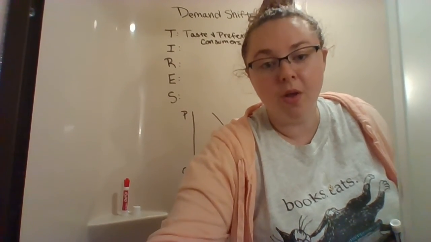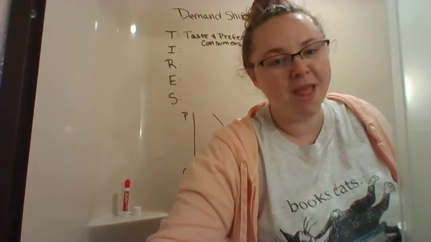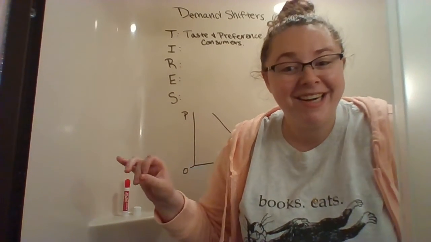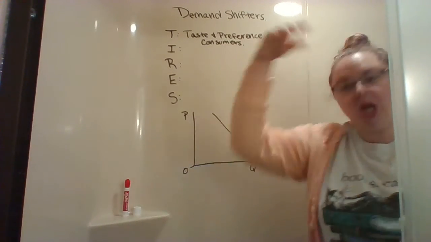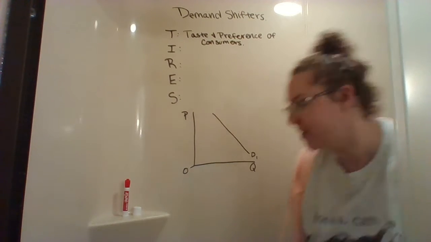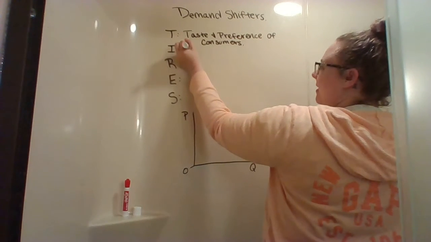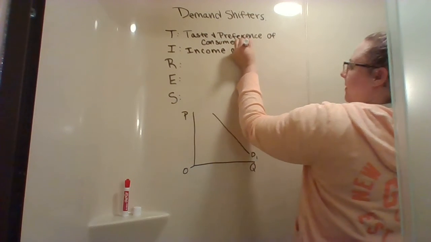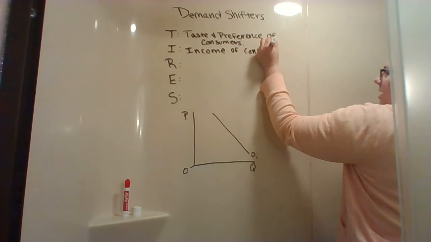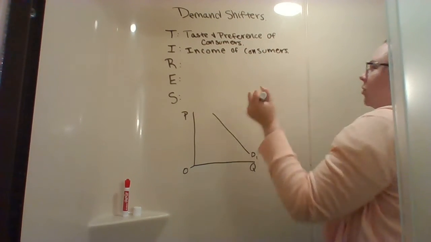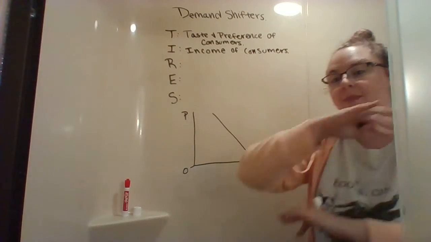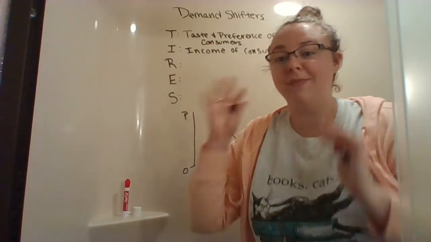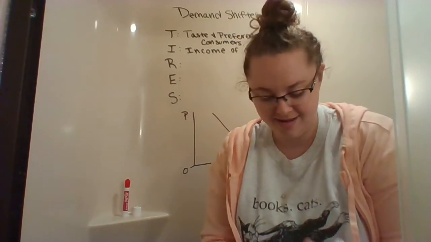Let's talk about what the I stands for. So the I stands for, anyone want to guess? No? Okay. Income of consumers. So we're talking about the actual money coming into households. We're not talking about the price of the item. We're talking about how much money people are making.